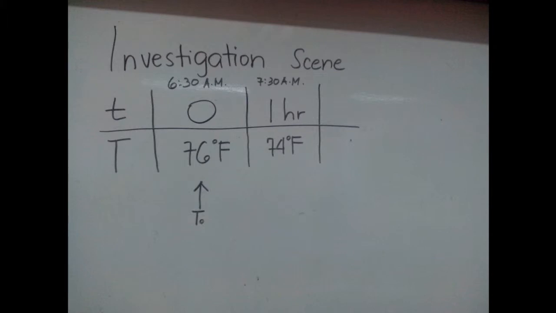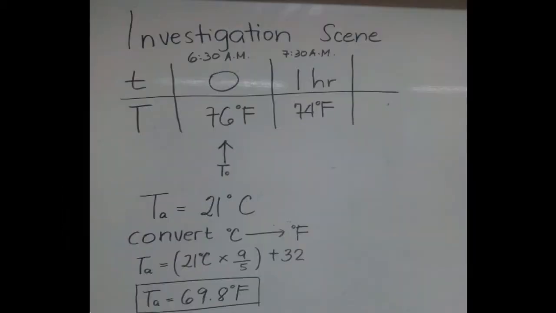The next thing we do now is to tabulate the data we have obtained from the neighbor of Mr. X for the investigation process. The body of Mr. X was found at 6:30 a.m., so we set t equal to 0. The temperature of Mr. X's body recorded by his neighbor was 76 degrees Fahrenheit. That will become To. After an hour, which is 7:30 a.m., we set t equal to 1. Mr. X's body temperature was recorded again by his neighbor, and this time it cooled down to 74 degrees Fahrenheit. Based on the information given, the room or ambient temperature Ta is equal to 21 degrees Celsius. The next thing we have to do is convert Celsius to Fahrenheit for our answers to match. We now have Ta equal to 21 degrees Celsius times 9 over 5 plus 32, which gives 69.8 degrees Fahrenheit.